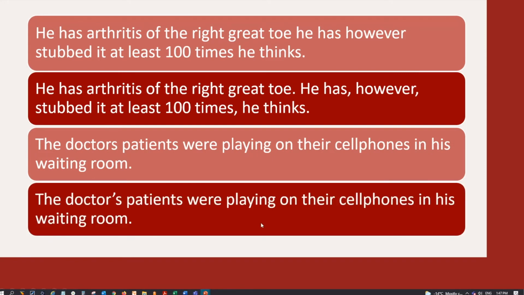Okay, so if we're referring to one doctor and it was that doctor's patients, then the apostrophe would go before the S. If we knew this was a waiting room for more than one doctor, the apostrophe would go after the S. And then patients, we're not saying here that something belongs to them right now. If we said the patient's cell phones, then patients would become possessive, but in this case, not. The patients belong to the doctor here, so doctors is possessive.